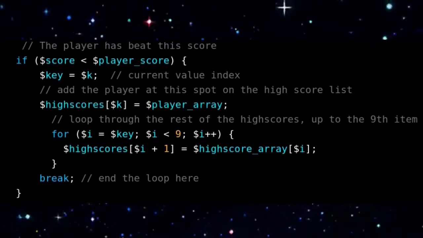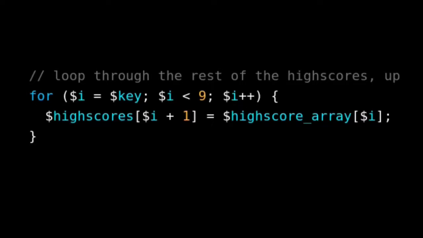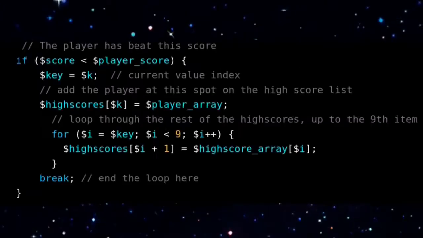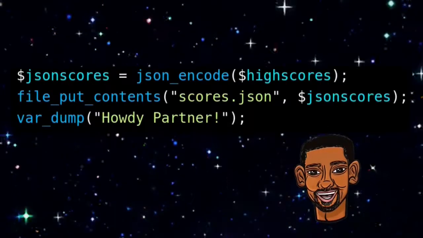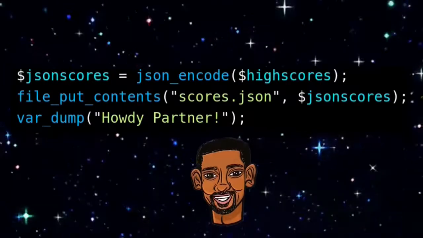Now all we have left to do is loop through the remaining high score array elements, excluding the 10th score that's been kicked off the list, and we will add them to our new array, high scores, at an index of 1 more than their index was in high score array. And now we break out of the loop. We do not have to loop through the elements anymore. Now we encode high scores into a JSON string and write it to scores.json.